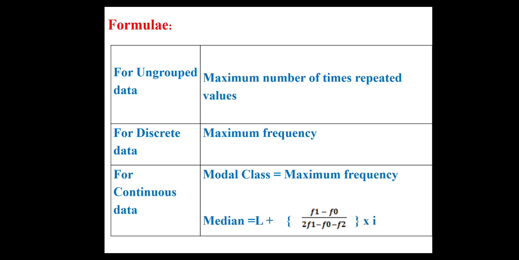Here are the three different formulas for ungrouped data, discrete data, and continuous data. Ungrouped data: the value repeated the maximum number of times. Discrete data: the maximum frequency. Continuous data: you need to find the modal class, the maximum frequency. Mode equals L plus (F1 minus F0) divided by (twice F1 minus F0 minus F2), into I. This is the interval format, then you can find the formula.